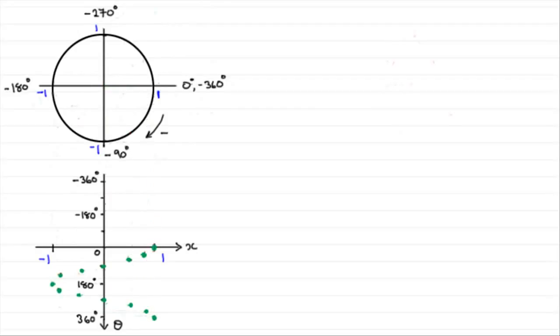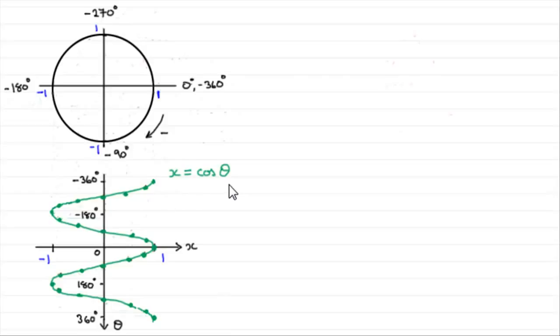And now as we go from 0 to minus 360 in the other direction, we eventually end up with the final graph going from minus 360 to 360 looking something like this, which when joined up gives us the graph of x equals cos theta.